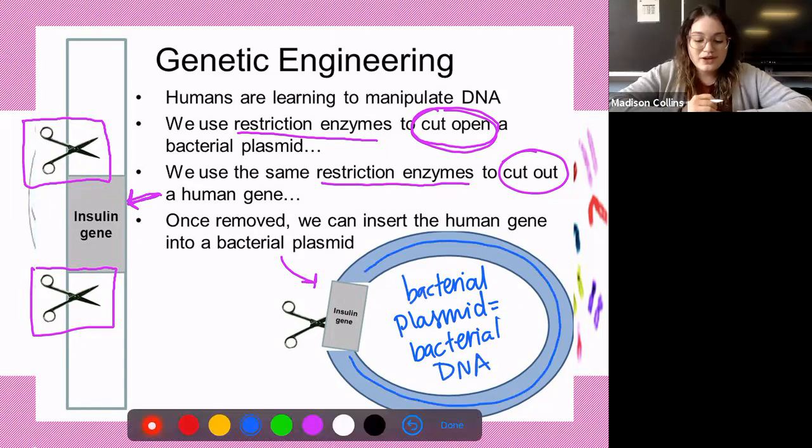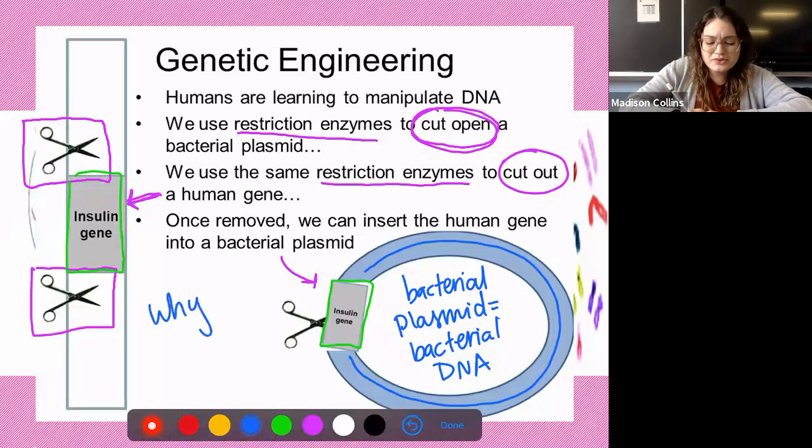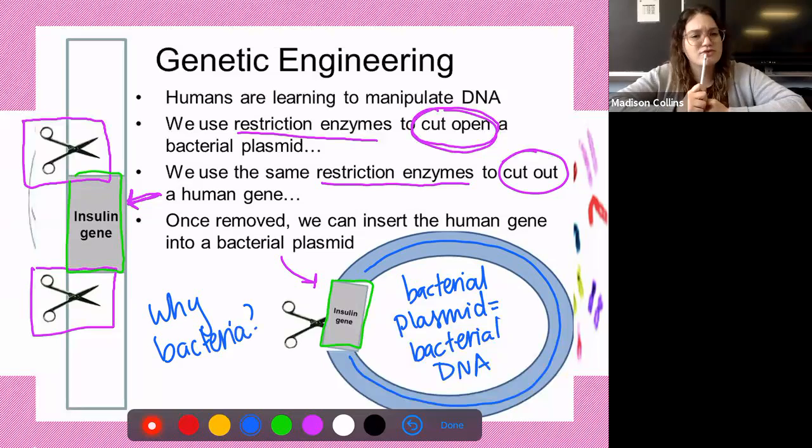Okay. So we can actually insert this human insulin gene into bacteria, but I want to pose the question, why are we using bacteria? What do we know about bacteria that might be kind of helpful for us? I'm going to leave that open-ended. We'll see if we can figure it out in just a second.